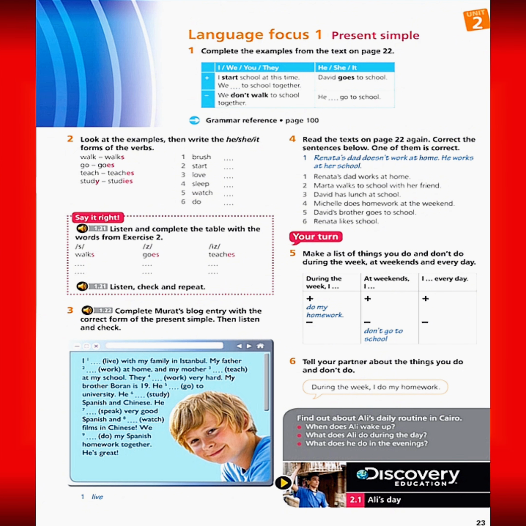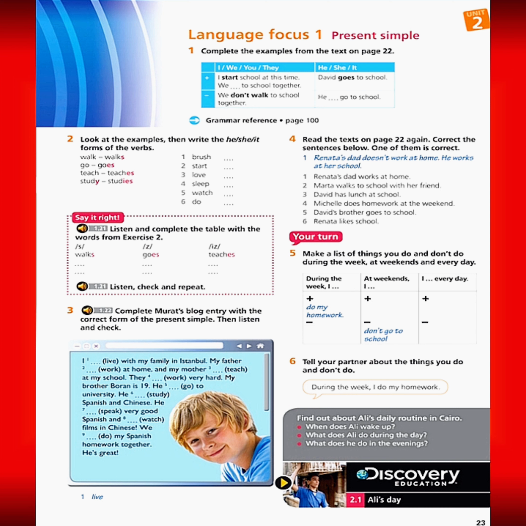Grammar Focus, Unit 2, Present Simple, Affirmative and Negative. Affirmative. I, we, you, they live in Ankara. Now negative. I, we, you, they don't live in Ankara. Now for he, she, it lives in Ankara. He, she, it doesn't live in Ankara.